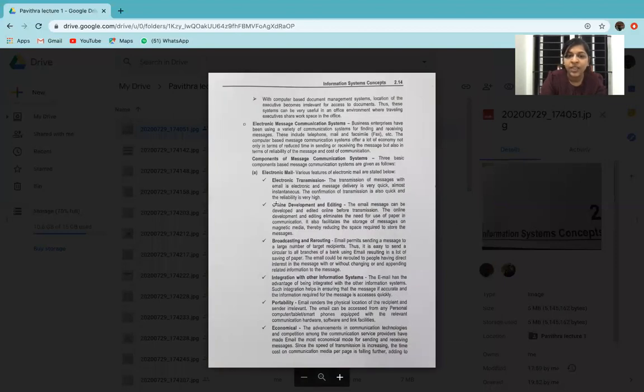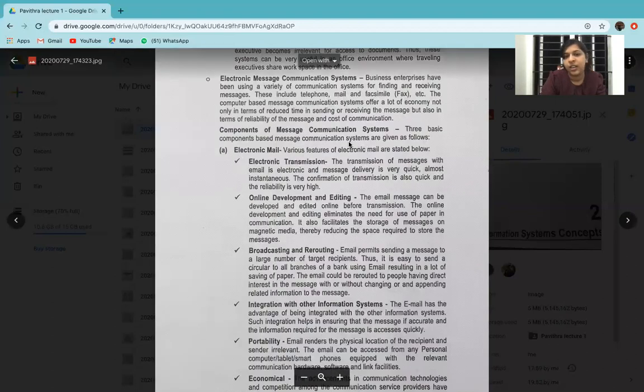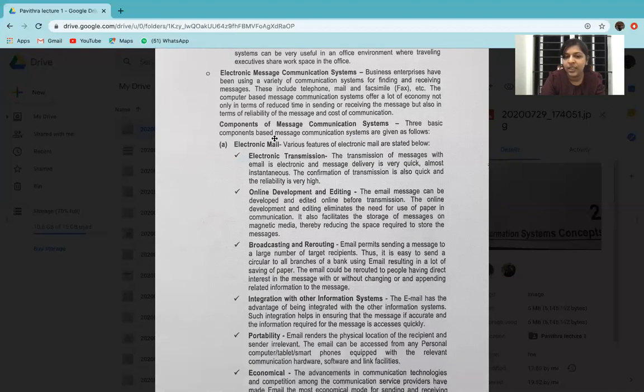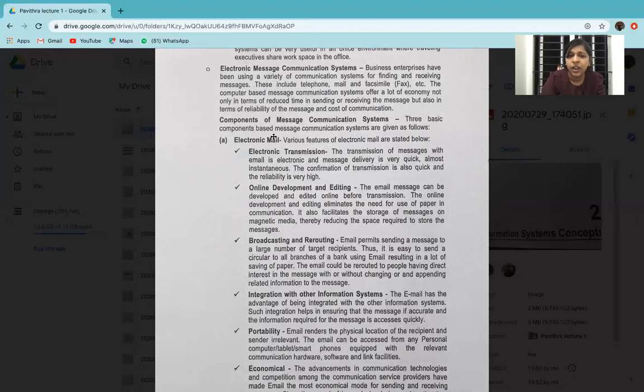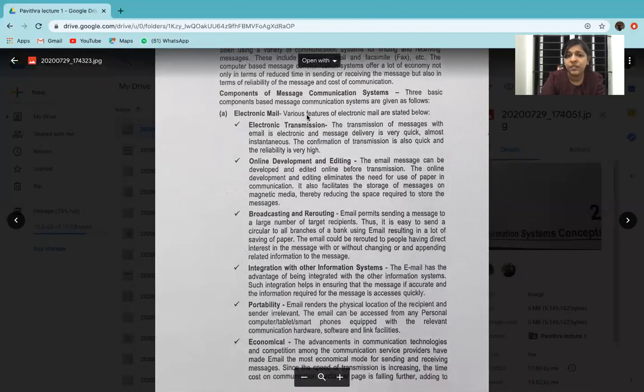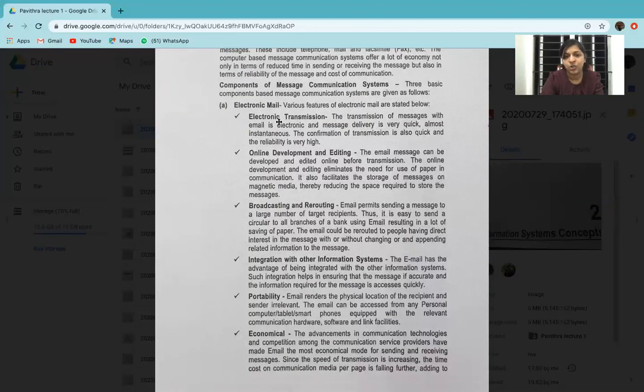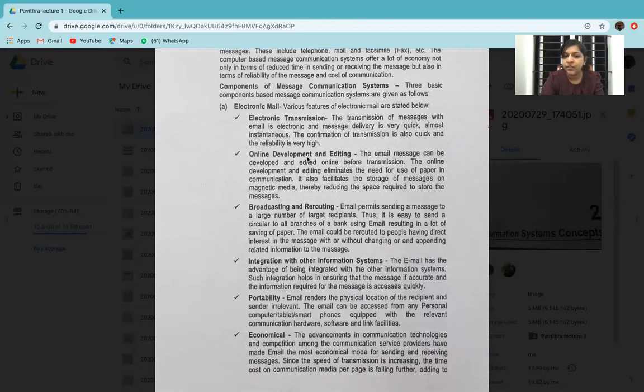And now we have the electronic message communication system, which is so common for all of us. One, we have electronic mail. What is an electronic mail? Its features are electronic transmission of messages, and online development and editing. We go online, we type the messages, we edit the messages online, and then broadcasting and rerouting.